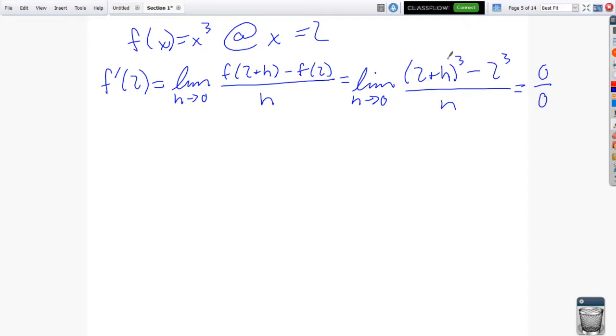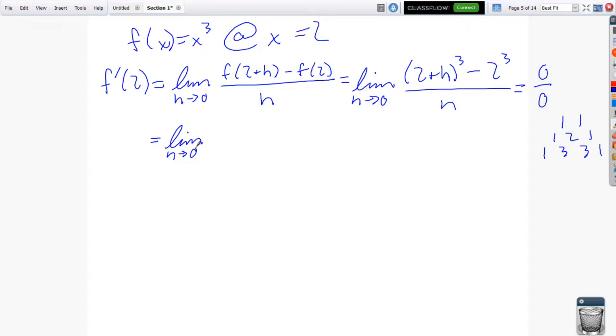I hope at this point it's become clear that you have to expand this binomial. It's up to you how you want to do it. You could FOIL out the 2 plus h, then FOIL out the 2 plus h times 2 plus h and then multiply by 2 plus h again to get the expansion. But I think you guys saw this before. I like to use Pascal's triangle, and one of you did come in and ask me exactly how I use Pascal's triangle. So if you want to see that, come to office hours. I would be more than willing to show you, but at this point, expanding a binomial is not a calculus thing.